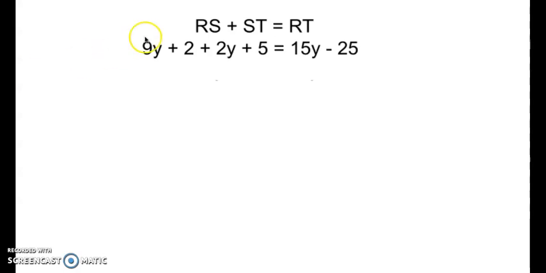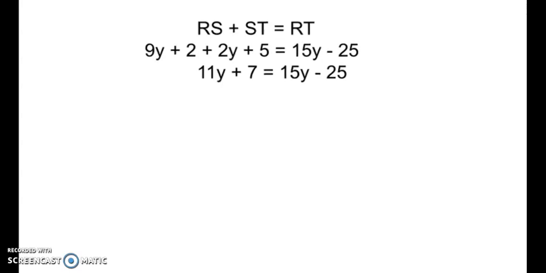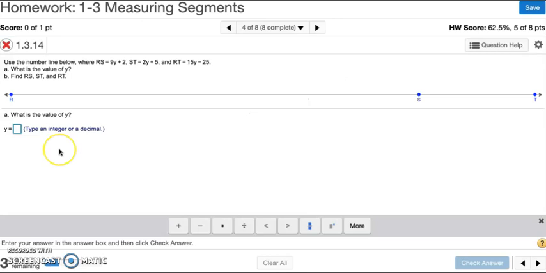So first we combine like terms on the left, and you get 11y plus 7 equals 15y minus 25. Subtract 11y on both sides and add 25 on both sides, and you get 32 equals 4y. Divide both sides by 4, and you get y equals 8. So let's type that in.